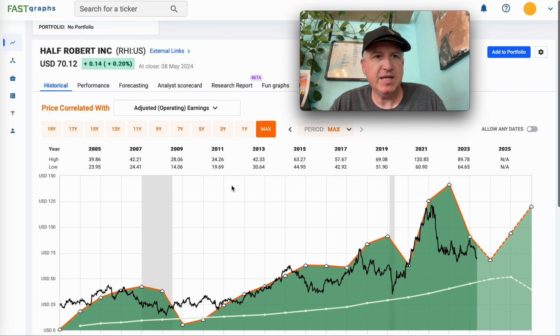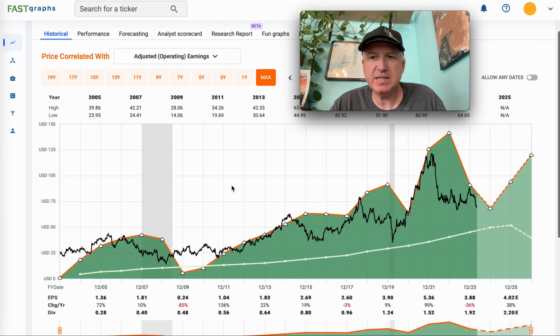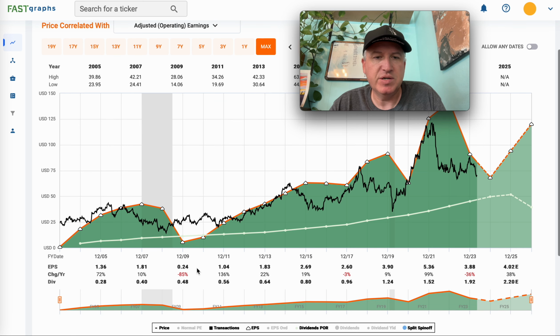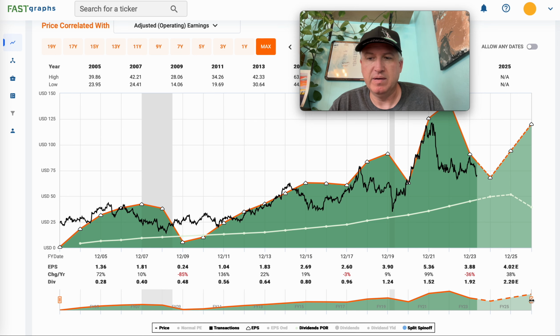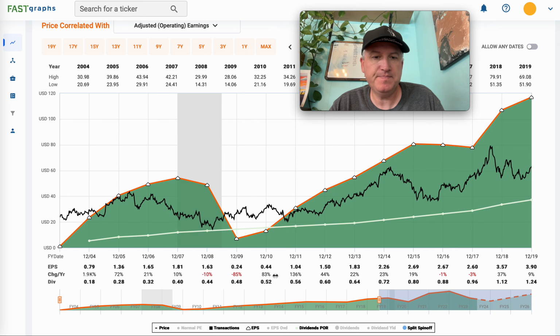All right, let's take a look at Robert Half. As usual, I start by looking at the historical earnings cyclicality. That's the dark green shaded area on this FAST Graph here. We can see that during the Great Recession, earnings fell over 85%. We can shorten this so I can see it a little better. Somewhere between 85 and 90%, earnings fell from peak to trough on an annual basis. So that is deeply cyclical during that downturn.